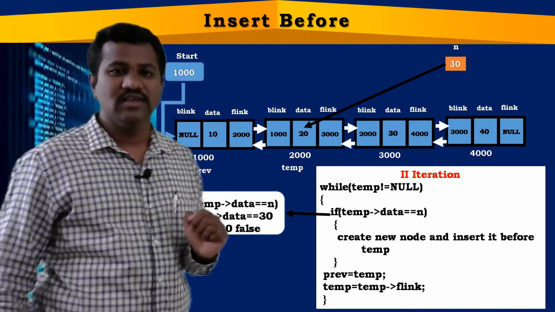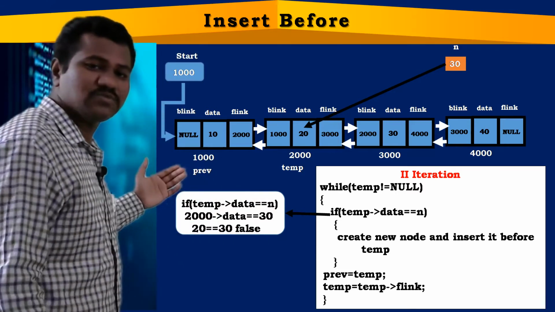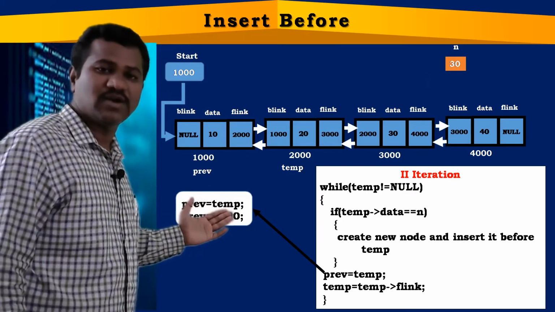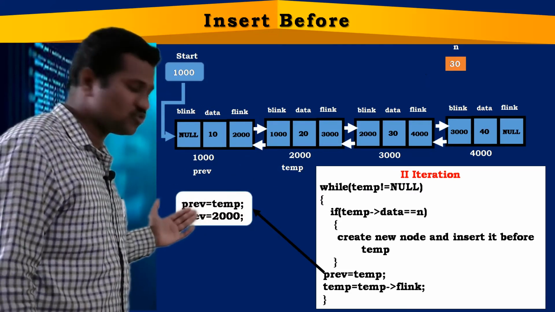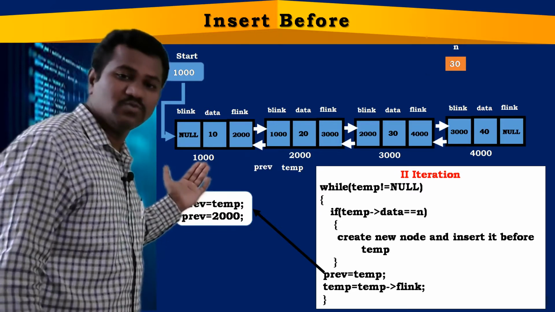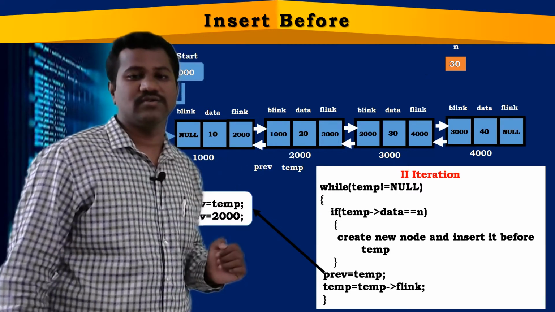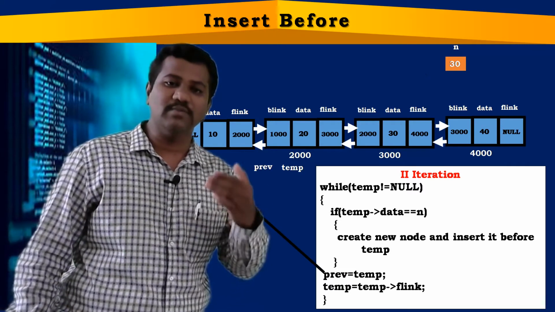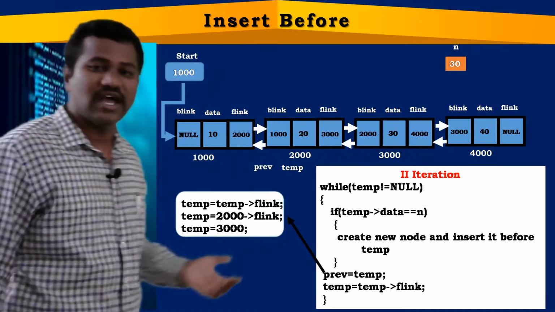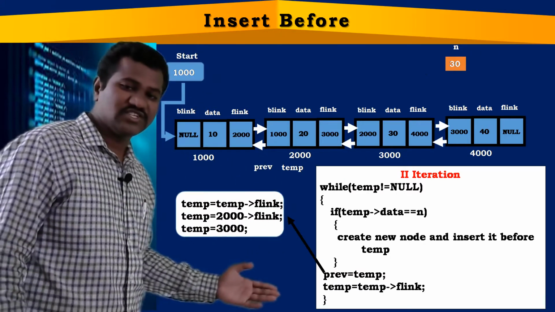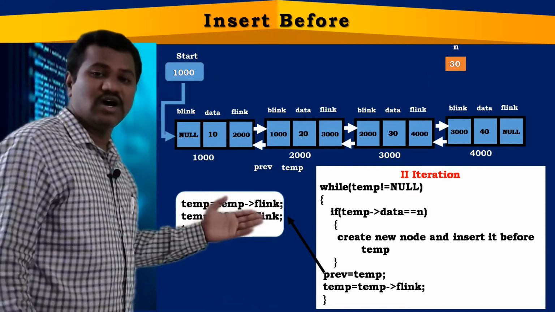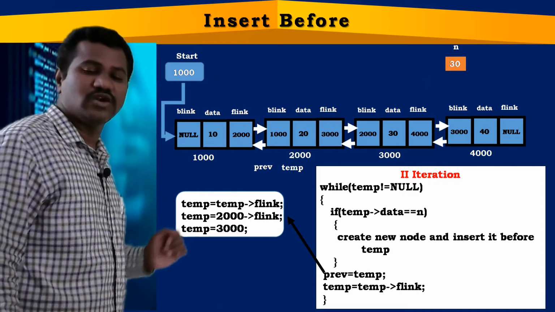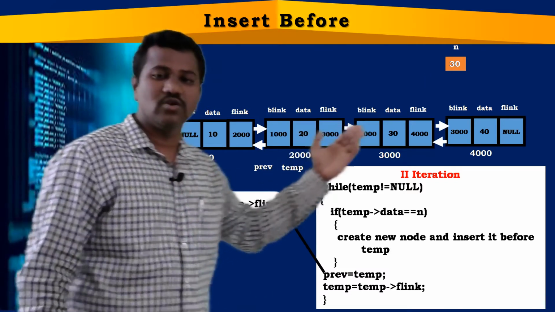Condition is false. Condition false means previous again moves from this node to this node with the help of this instruction. That is, temp is assigned to what? Previous, which 2000 has been stored in what? Previous. So previous moves from 1000 to what? 2000. Now after making previous move from 1000 to 2000, I need to make temp move from 2000 to 3000. And for that purpose, we'll go with this next instruction. Temp is assigned with temp forward link, that is 2000 forward link. We'll have 3000. 3000 has been stored in what? Temp. So your temp moves from 2000 to what?